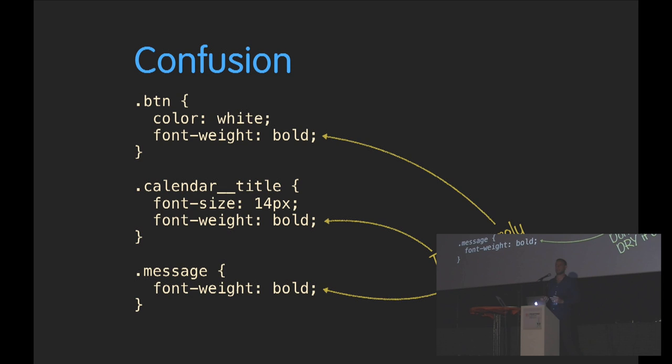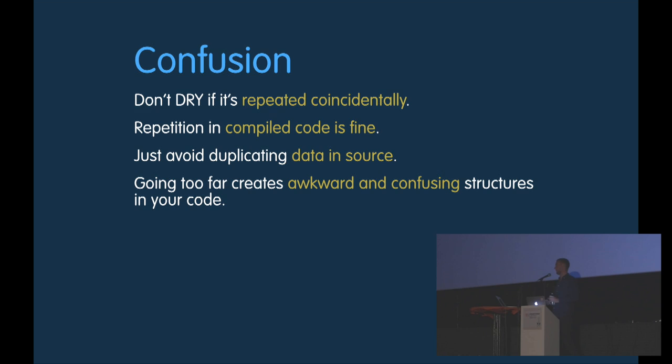These declarations have nothing to do with each other. Font-weight: bold being repeated three times is entirely coincidental. To draw an abstraction around this makes much more complex CSS. So don't DRY anything out if it's repeated entirely coincidentally. Repetition in compiled code is fine. Going too far creates really awkward relationships and abstractions that are harder to debug, harder to understand, and harder to move around.